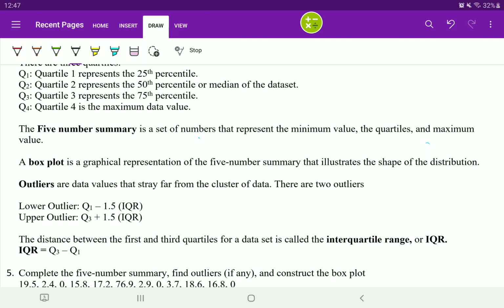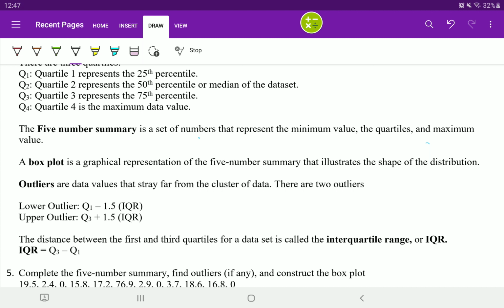Now, what is IQR? IQR is known as the interquartile range. The interquartile range is the distance between the first and third quartiles for a data set. To find the interquartile range, the IQR, that's going to be the quartile 3 value minus the quartile 1 value. With all this, we can find the 5-number summary, outliers, and the interquartile range, and we can use that to actually construct our box plot.